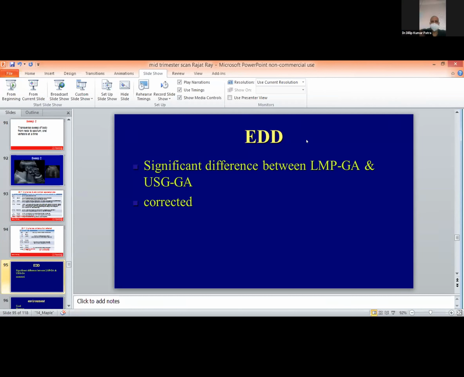How will you calculate the EDD? From this biometry, you are comparing the LMP GA, or menstrual age, with the ultrasound GA. If there is a difference of more than 10 days below 20 weeks, and more than 14 days between 20 to 24 weeks, you always correct the EDD and take the ultrasound GA as your reference point.